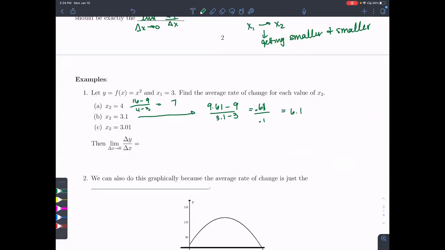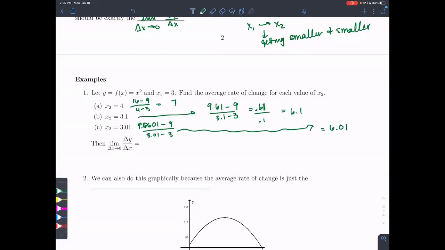And if you look closer, making that change in x even smaller, 1/100, you're looking at 9.0601 minus 9, sorry, divided by 3.01 minus 3. This gives you 6.01.